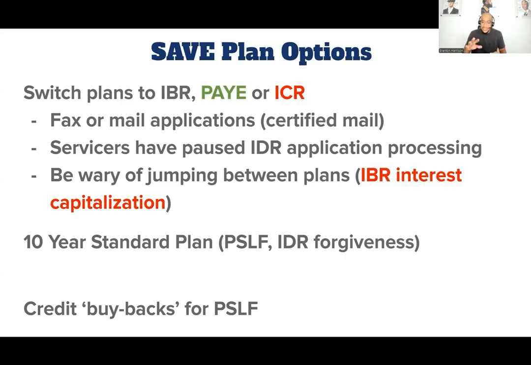The first, and this actually answers a question, not the email question, but in terms of how you correspond with your student loan servicers. I will still answer your email question. You can switch plans via paper applications to the other income-driven repayment plans. You can switch to the income-based repayment plan. You can switch to pay-as-you-earn, and you can switch to income contingent repayment. And I'll explain why one is in green, one is in red.